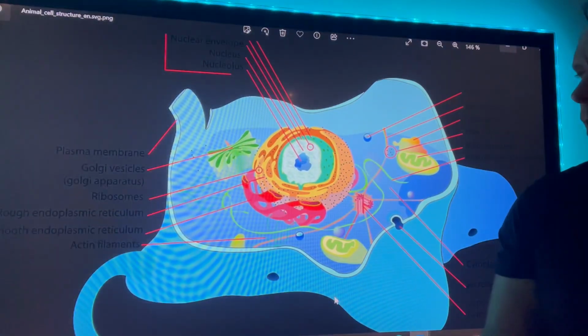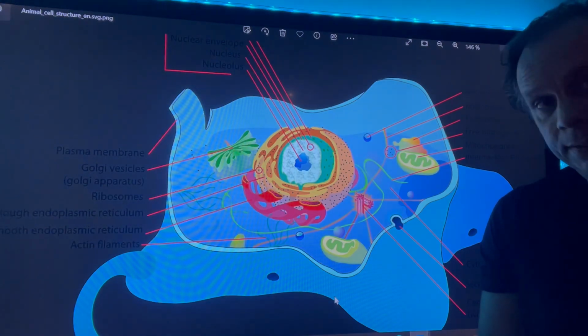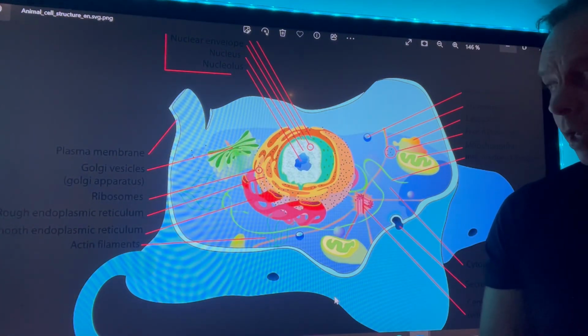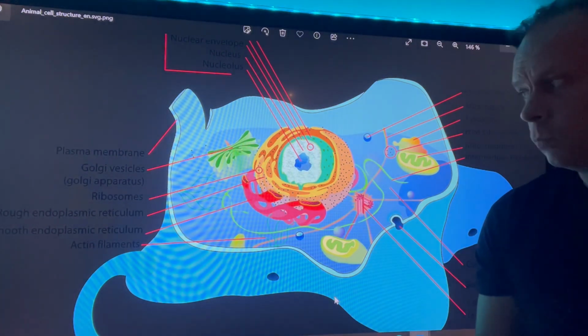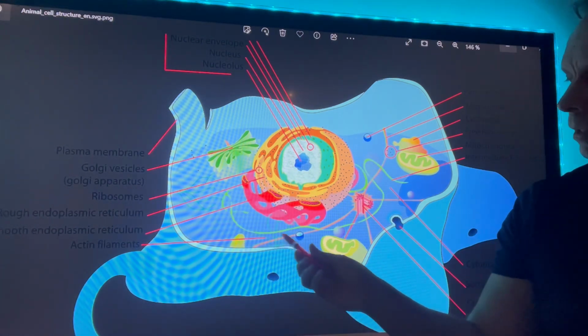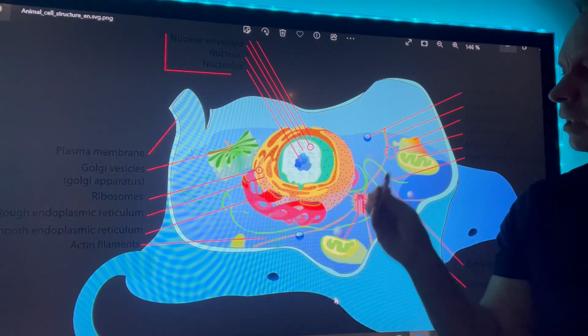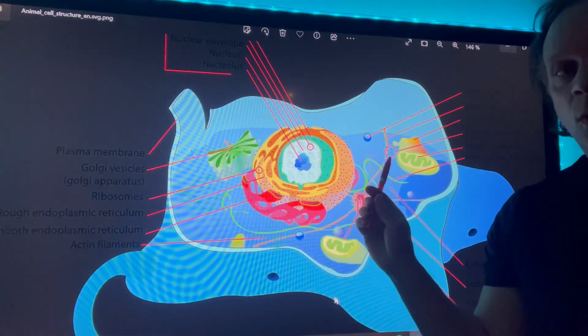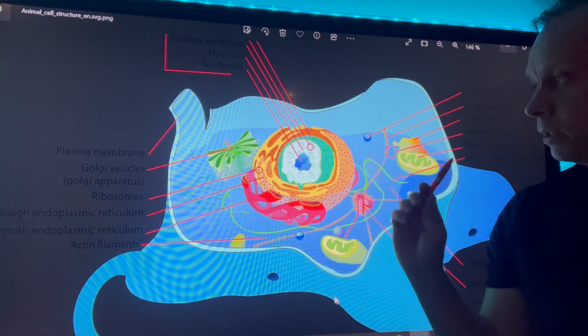So we will start with the cell, just for orientation. Because what we're going to talk about today happens in two places in the cell. We're going to talk about the anaerobic energy production, which happens in the glycolysis. And that takes place in the cytosol, in the cytoplasm here. This is like a big ocean where a lot of chemical reactions take place.